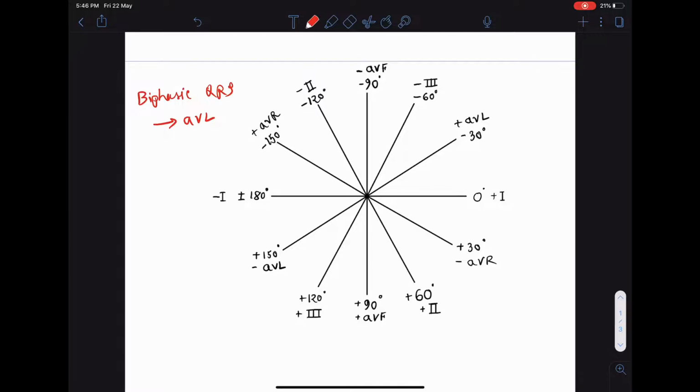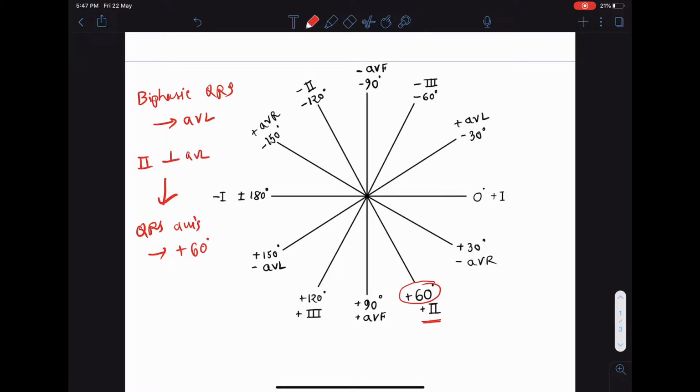Now as we know that the lead which is perpendicular to lead aVL is lead 2, we should be looking at lead 2. And if we find the QRS complex in lead 2 is predominantly positive, that means the QRS axis direction is towards the positive end of lead 2. And from this diagram, we know that the positive end of lead 2 represents plus 60 degrees. So in this particular ECG, the QRS axis will be plus 60 degrees.